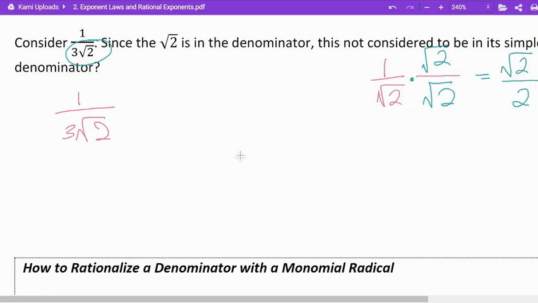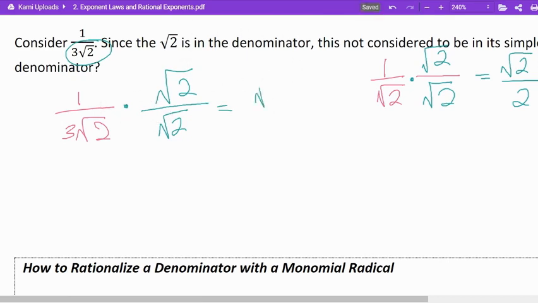Okay. So how can I do that with 1 over 3 root 2? What do I need to multiply the denominator by to get rid of the root 2? Julian, what do you think? Sorry, what? Want to call a friend? What do I multiply this denominator by? Oh, you must have talked about it. Yeah. So what happens if I just multiply this entire fraction by root 2 over root 2?